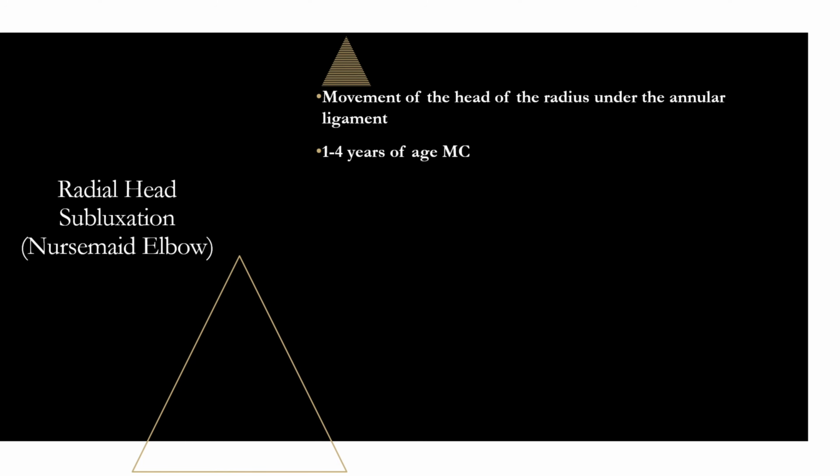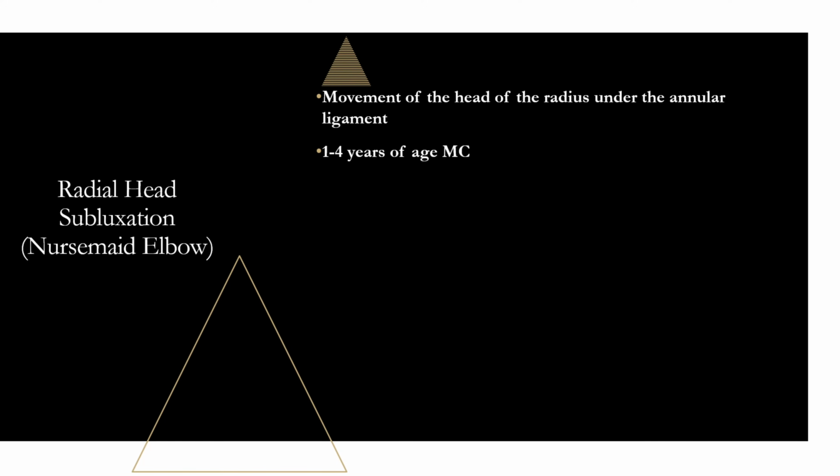As far as the age you're going to see this in, you're going to see this 1 to 4 years of age most common. So it's most common between the ages of 1 to 4 years old. 80% are actually going to fall within the 1 to 3 year age range. So if it's not a young child in the vignette and you think it's a nursemaid's elbow, it's not. This is 100% going to be a young child.